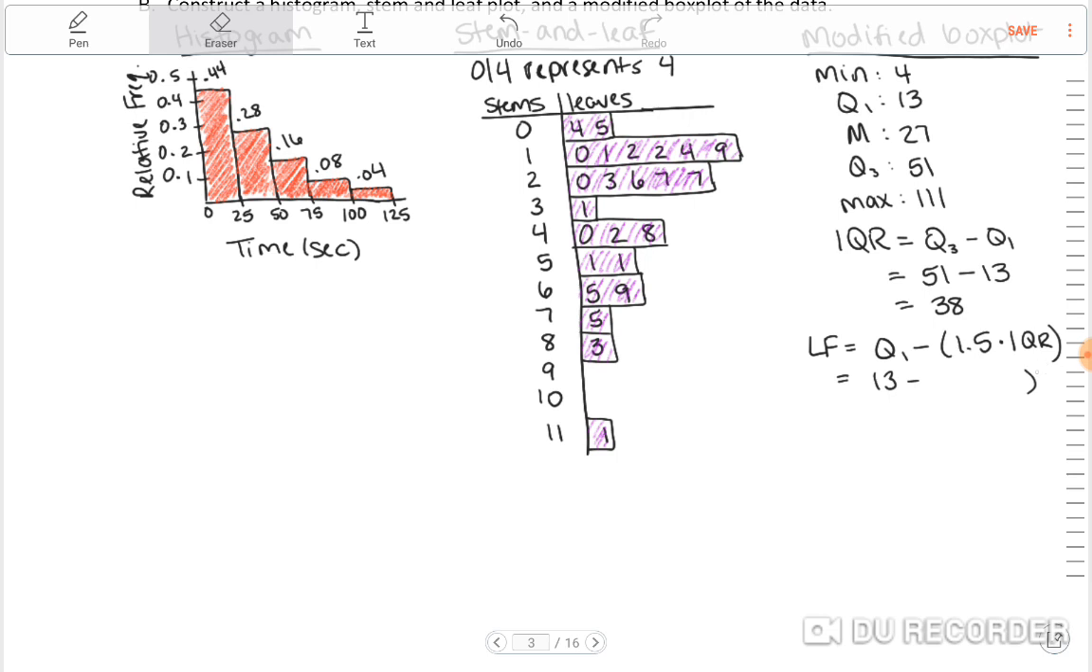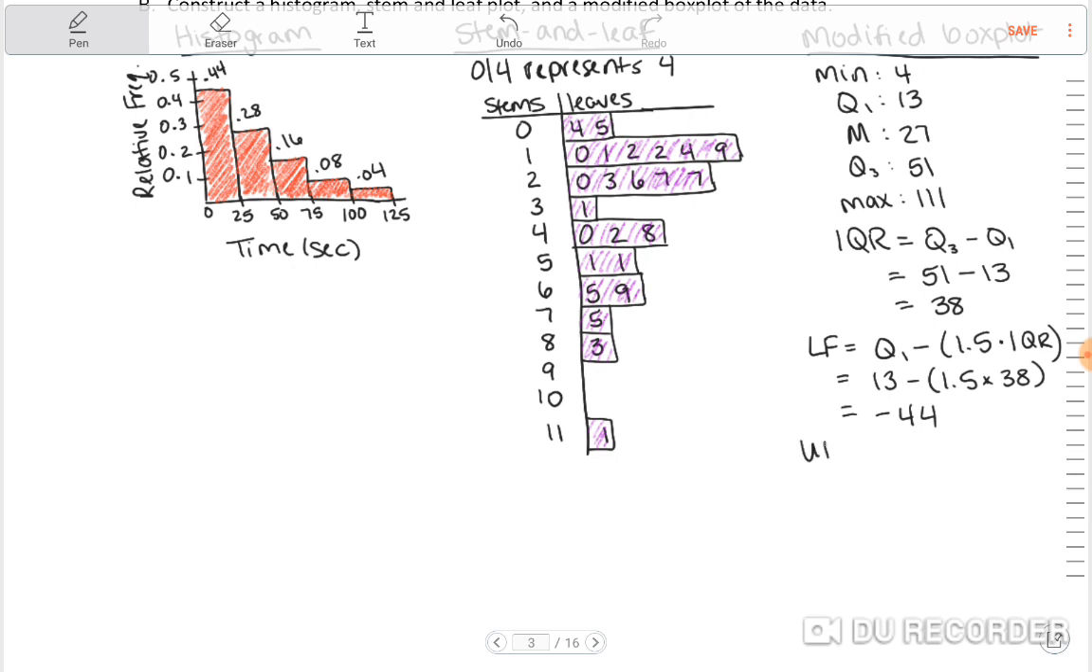So I'm going to write that here the way it is on the formula sheet already. So 1.5 times 38. Okay, so if I calculate my lower fence, I get negative 44. None of my values were less than 4. My minimum right up here is 4. So I'm good on the lower fence side. There's nothing below my lower fence. We're really good there.